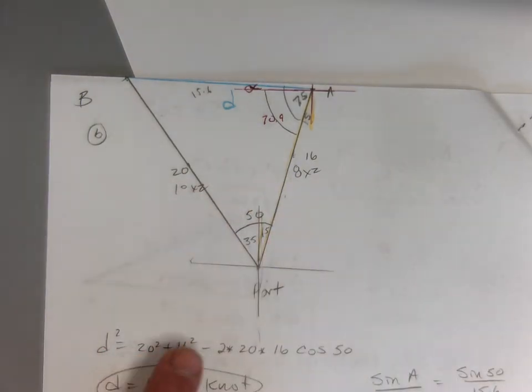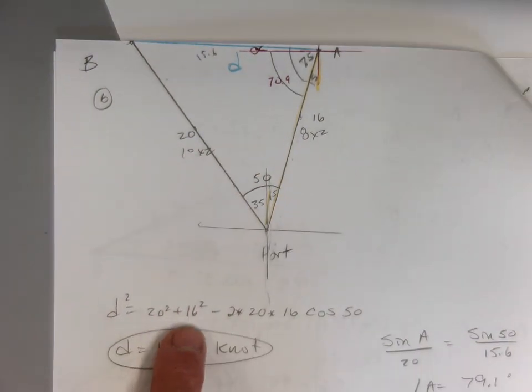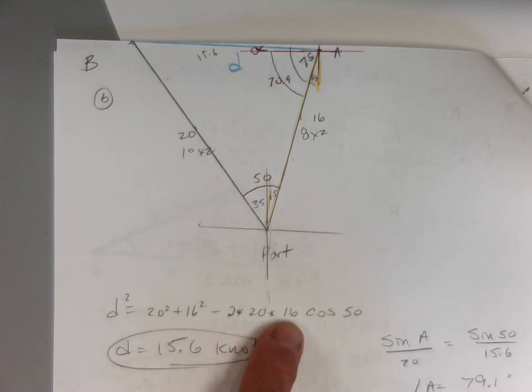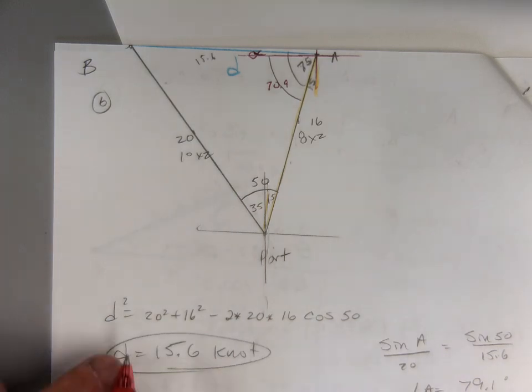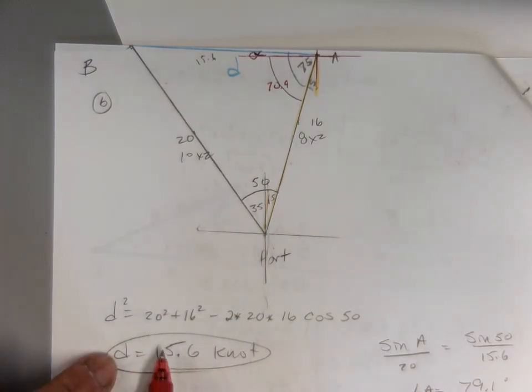So I did the law of cosines because I have side, angle, side. So I did 20 squared plus 16 squared, adjacent squared plus adjacent squared, minus 2 times 20 times 16, adjacent, cosine of 50. I took the square root of all that, because I got d squared, and I got 15.6.